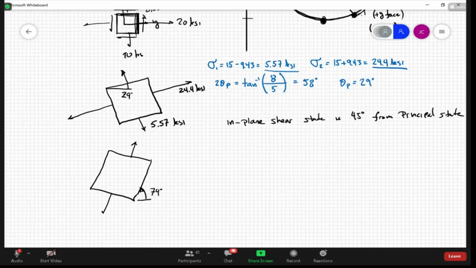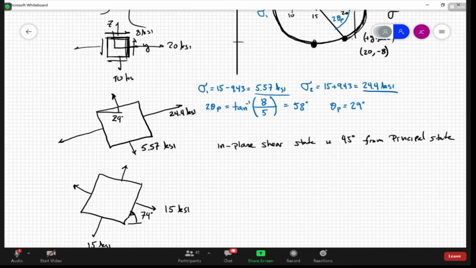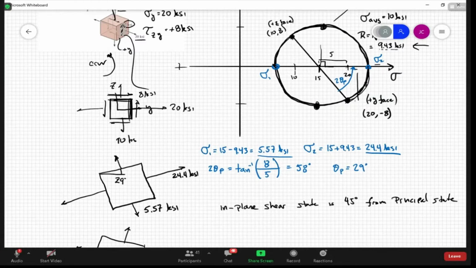We can call that a hydrostatic stress because it's like hydrostatic pressure, like if you're underwater, it's acting the same in all directions. Sorry for drawing so poorly on this. And then we also have the shear stress in plane of 9.43 KSI.